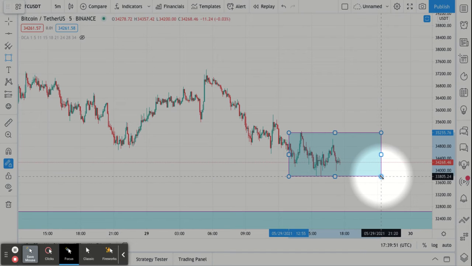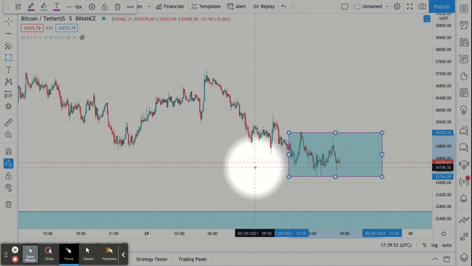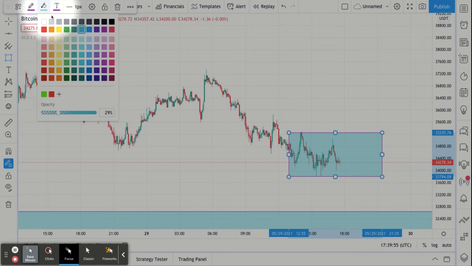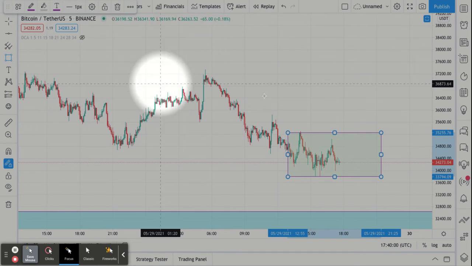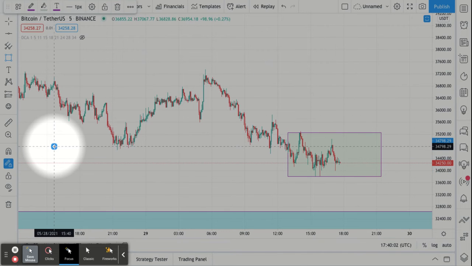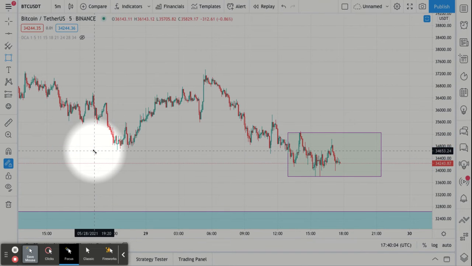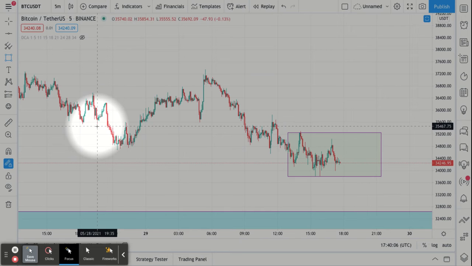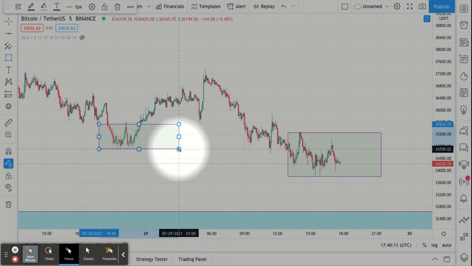Okay, and I'm going to highlight this area right here. I'm going to make it a different color, a lighter color. I'm going to make it a lighter green, just that area. And I'm also going to come over and do this area as well.